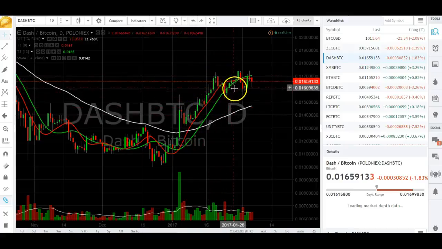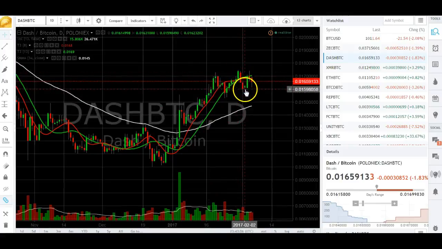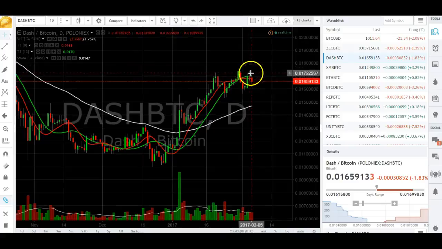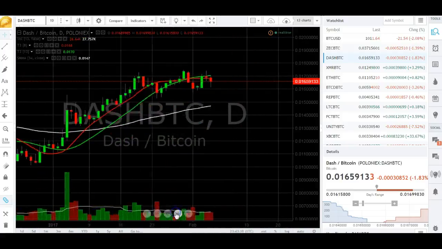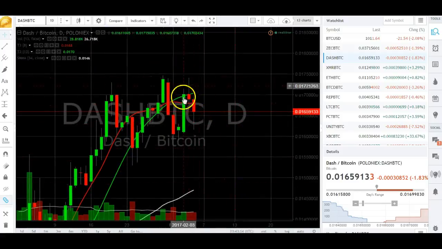Looks like some trouble here, double bottomed. Now we got a double top. And look right there, previous. Oh, I thought it was a reversal bar. That is just a spinning top.